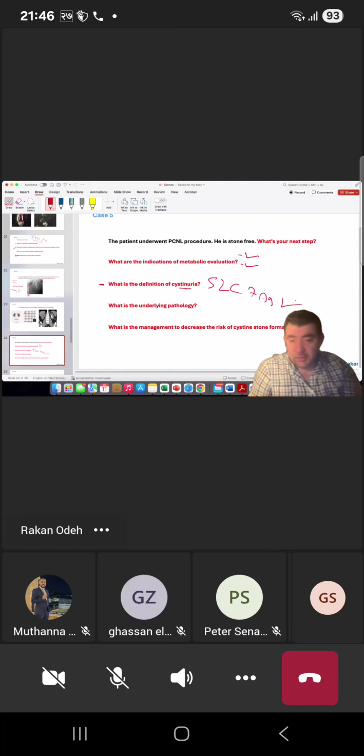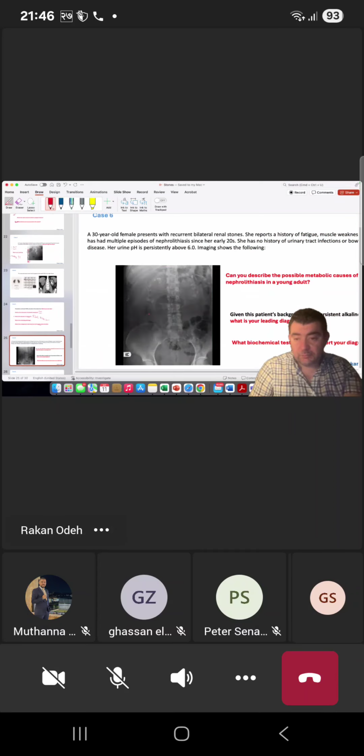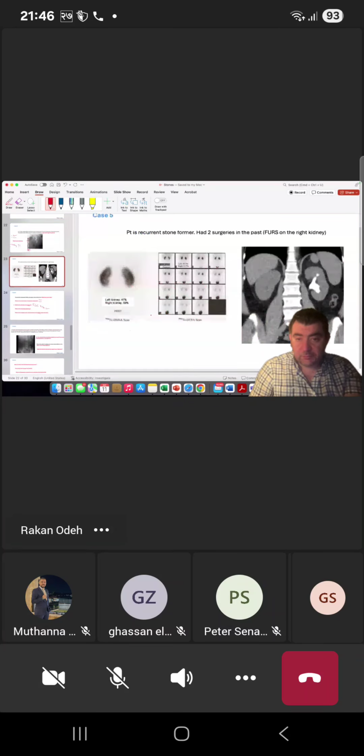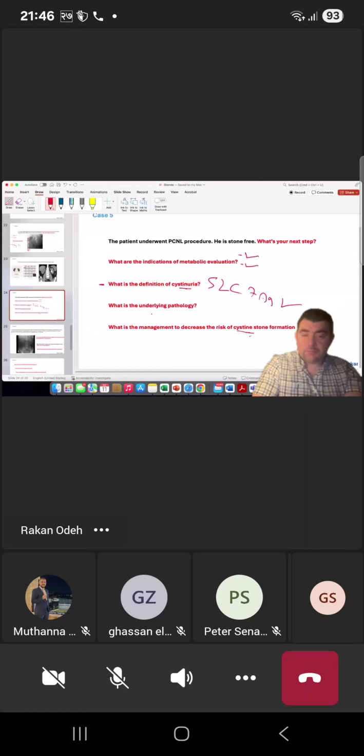What is the management to decrease the risk of cysteine stone formation? In those kind of patients, normally they will need more fluid intake than usual, normally 3 to 4 liters a day. They will need a low sodium diet, potassium citrate, and we can also use Thiola. I'll need to warn the patient about the side effects, because 30% of patients may have side effects like GI symptoms and bone marrow suppression.